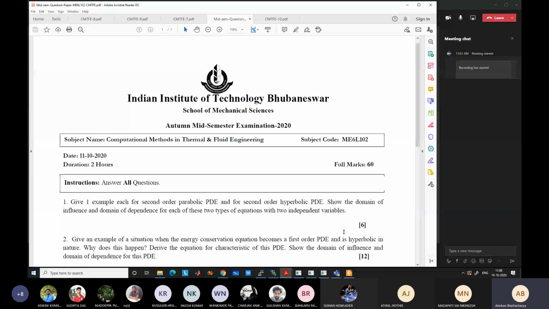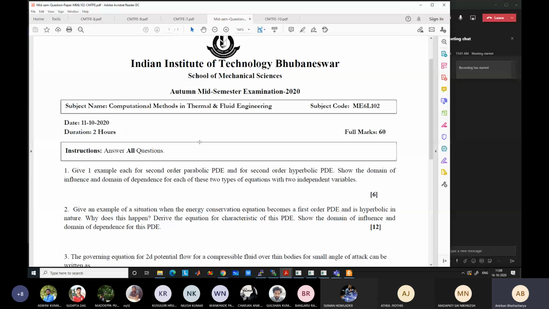So the first question was, give one example each. Most of the questions are standard, from what we have discussed in the class, except the problem. So give one example each for a second order parabolic PDE and for a second order hyperbolic PDE, and show the domain of influence and domain of dependence for each of these two types of equations, with two independent variables. This we have discussed in the class. You can give other examples also.